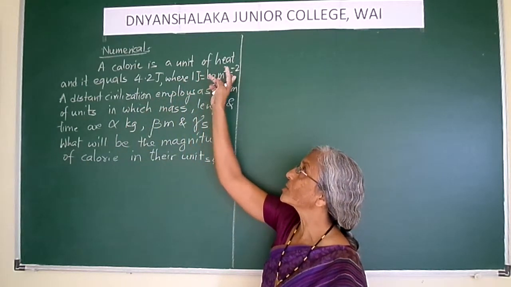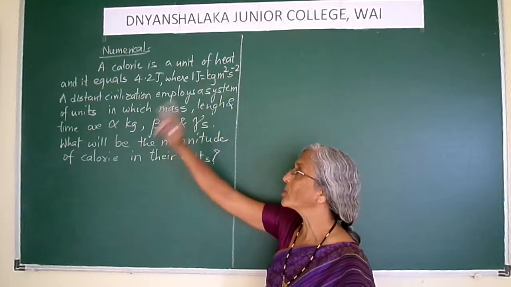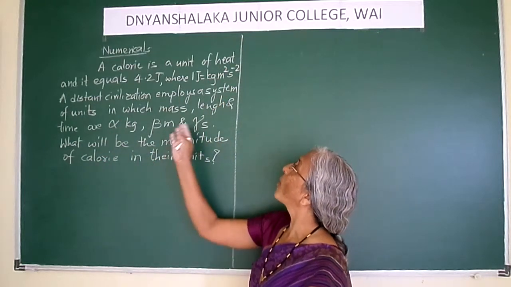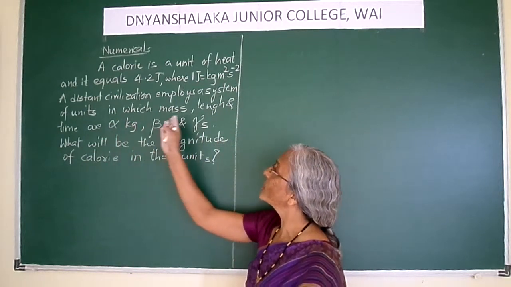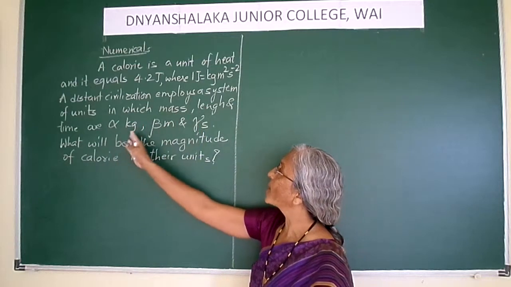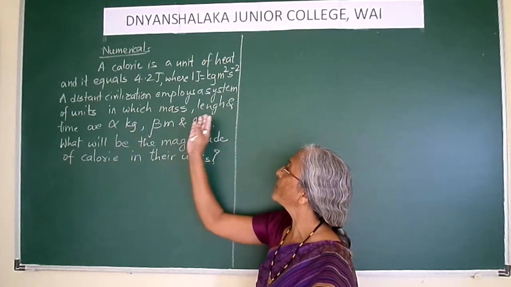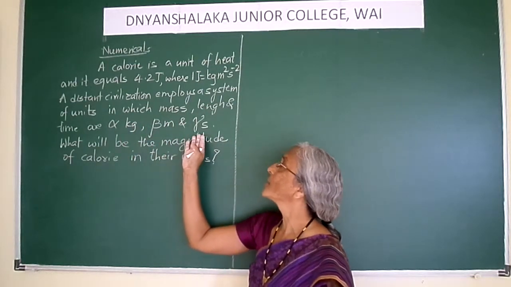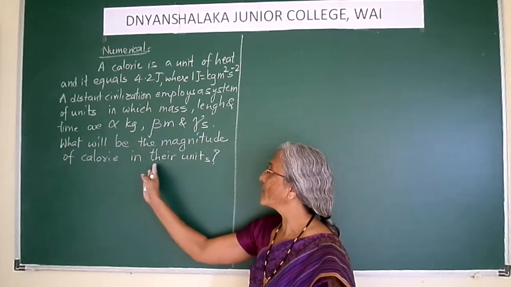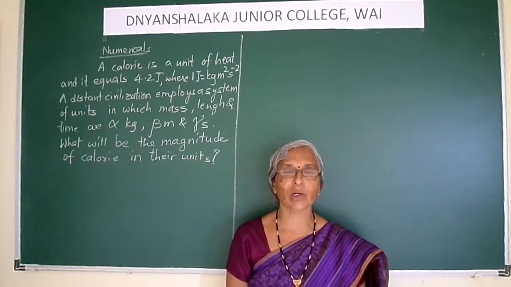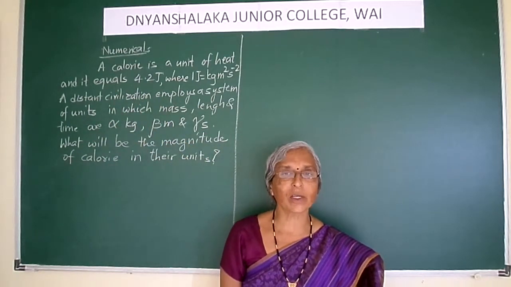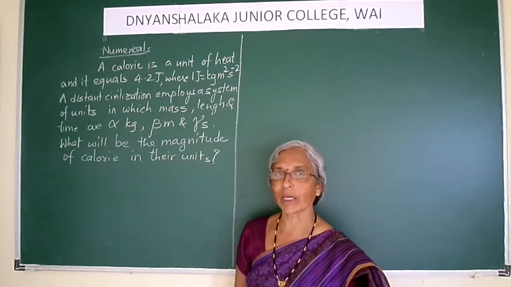Kilogram into meter square into second raised to minus 2. A distant civilization employs a system of units in which they measure mass as alpha kg, length as beta meter and time as gamma seconds. What will be the magnitude of calorie in their units? We have to find the magnitude of calorie, that is the unit of heat in their system of measurement.